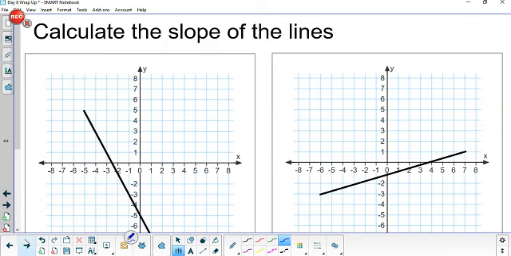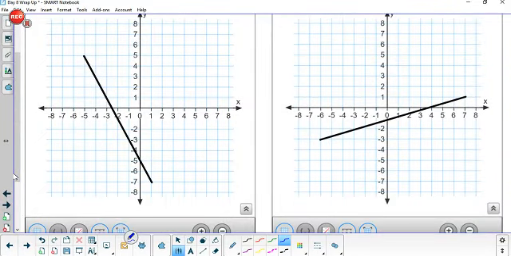Another area that we looked at in this outcome was determining the slope of lines on a graph. What we need to do here is find points on the line that intersect grid markings. That is the easiest to use. So here is one, we know it's 5, we know it's -5. Here's another one, we know it's -7, and we know it's 1. So we actually know what those values are.